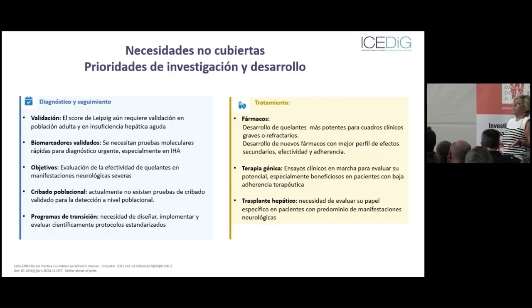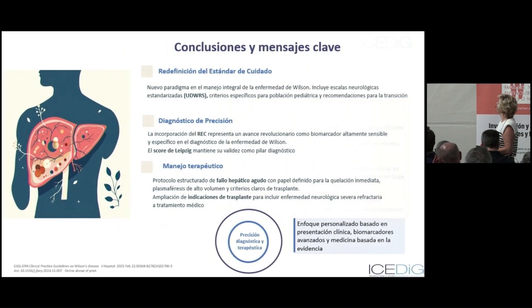In terms of the treatment, here on the right-hand side, we need more potent chelating agents for severe or refractory clinical conditions, with improved side effect profiles and also adherence to avoid failures, gene therapy, and I think a colleague will be dealing with that this afternoon, with low therapeutic agents and knowing exactly where to go in terms of evaluation of the liver transplant.